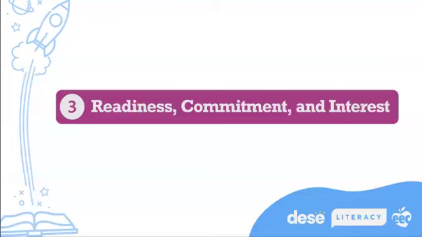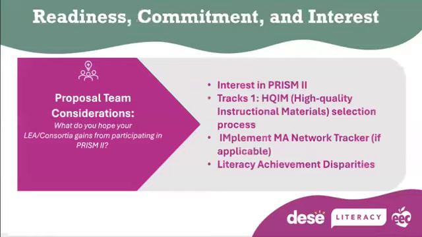Now let's move to Part B, readiness, commitment, and interest. Part B consists of 4 questions. If applying as a consortium, address each participating LEA in your responses. Ensure clarity and detail while incorporating relevant data where applicable. You will be asked to explain why your LEA or consortium wants to participate in PRISM II.